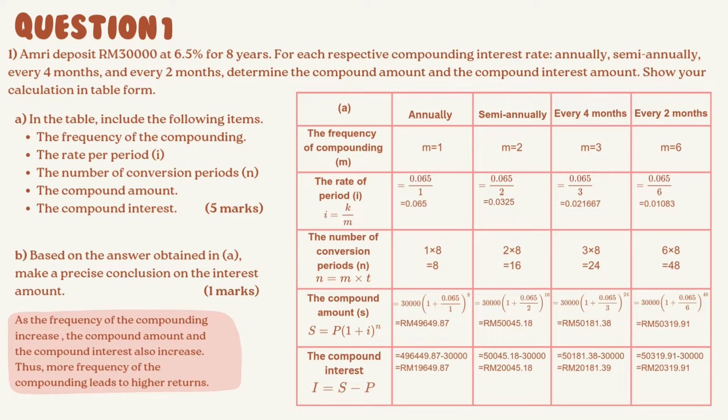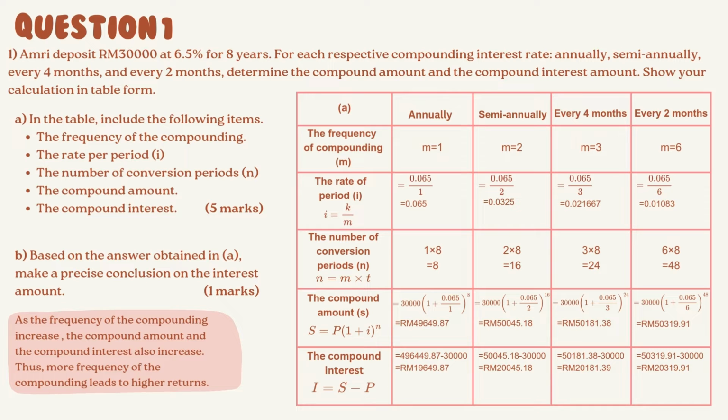After that, we only need to substitute the amounts of P, I, and N. And lastly, the compound interest is the difference between the total amount and the principal amount.